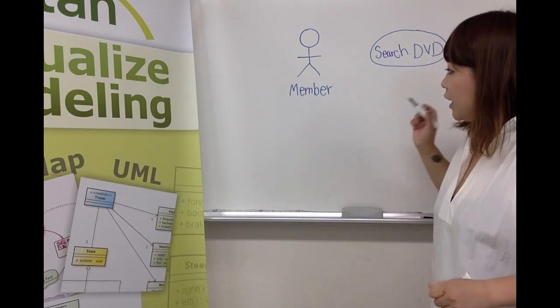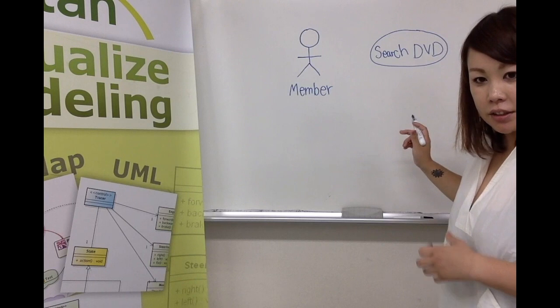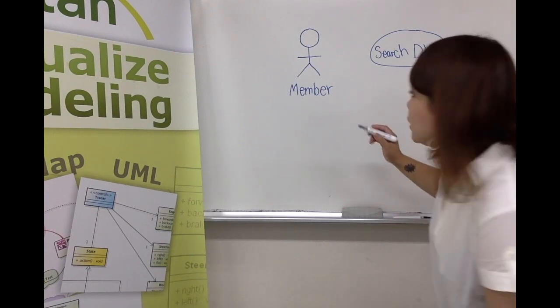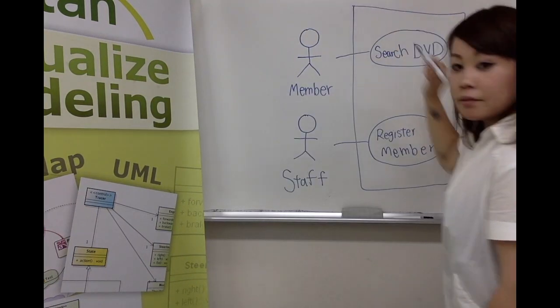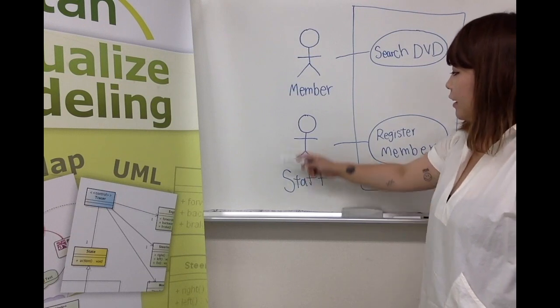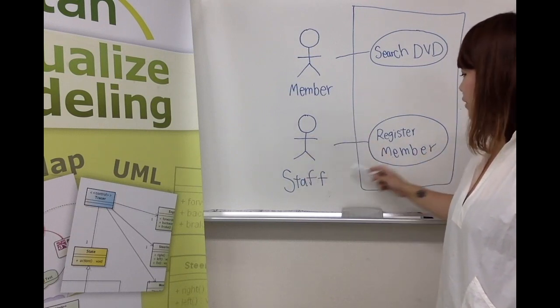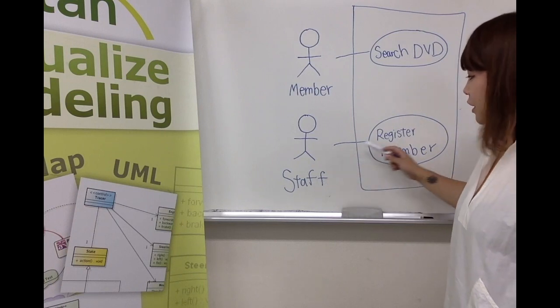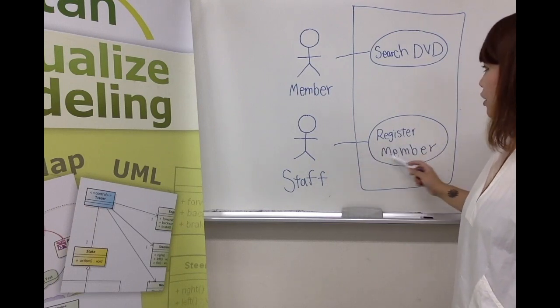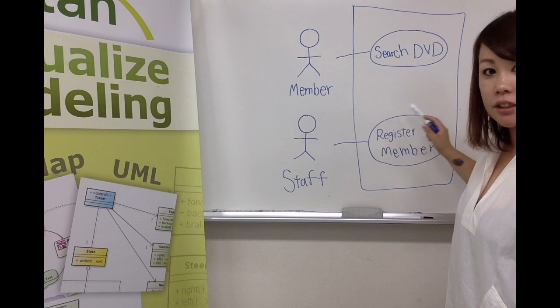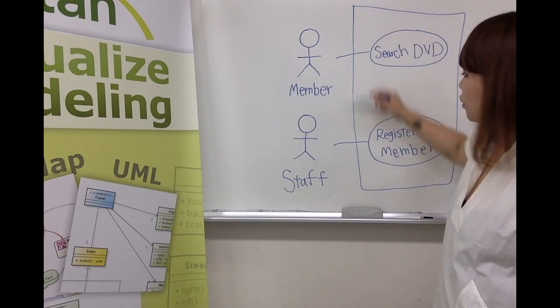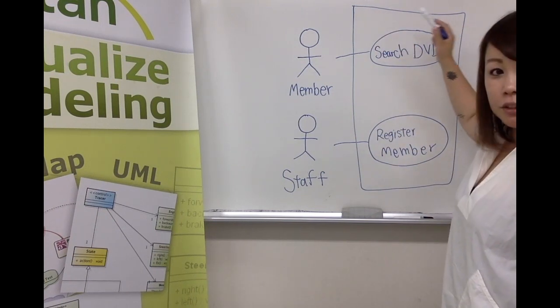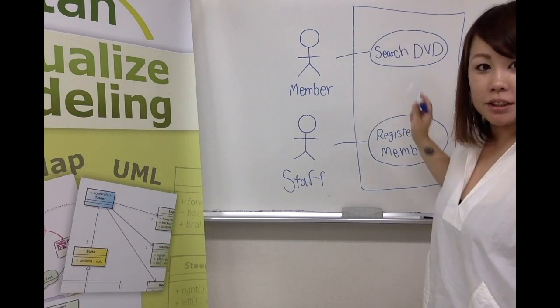Well, let me add some more actors and use cases to complete this diagram. And I added another actor named staff and another use case, which this staff actor participates in, which is registering a membership for the member on the system. And this rectangle is called subject or system boundary.